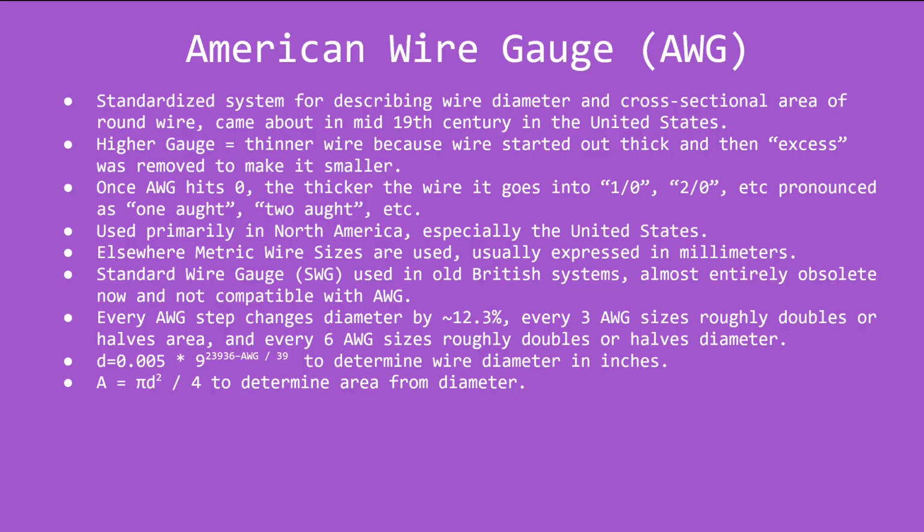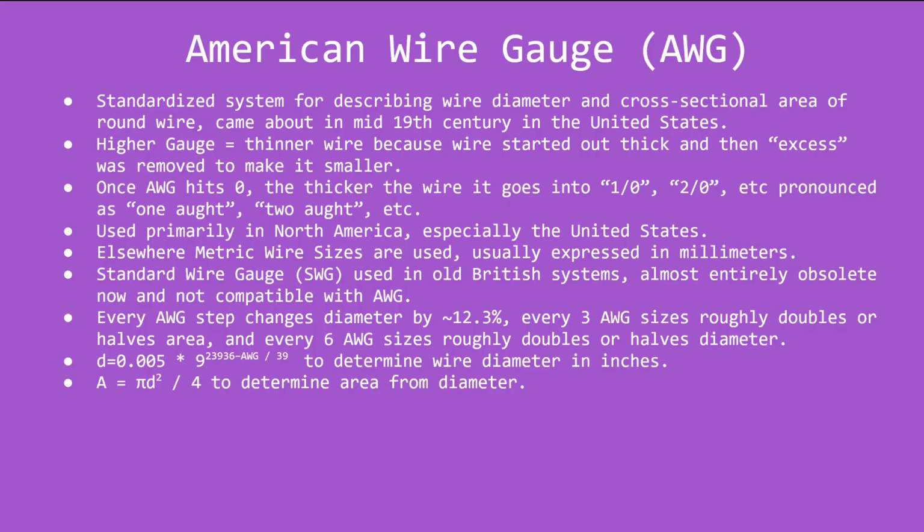Now, I mentioned gauge in wires earlier. What does that mean? Well, normally, at least if you're in North America, it means American Wire Gauge, or AWG. It was a standardized system for describing wire diameters and cross-sectional areas of wire. It came about in the mid 19th century because different companies that made wire had completely different standards, and telegraphy and things like that needed standardization.